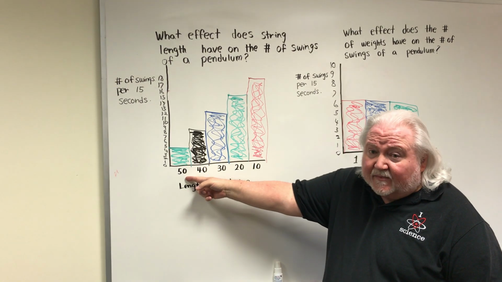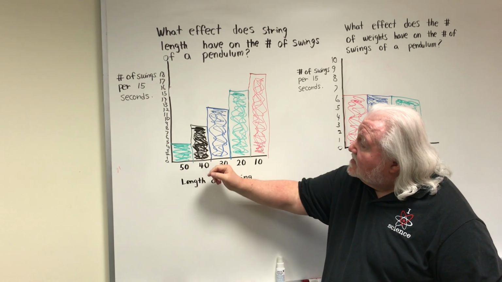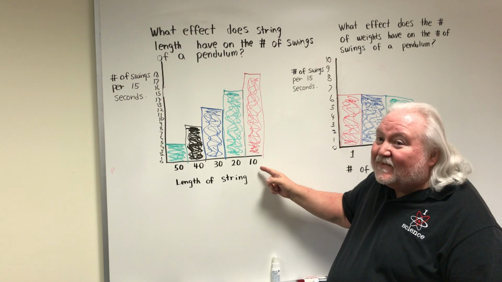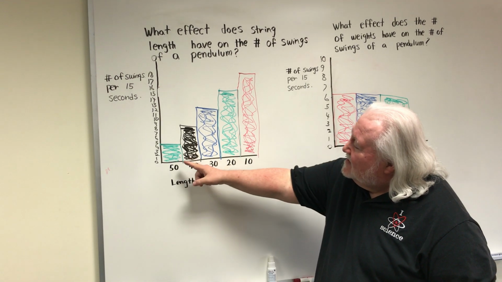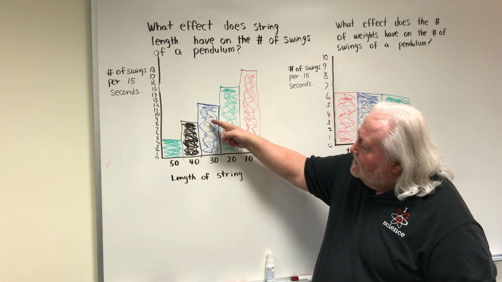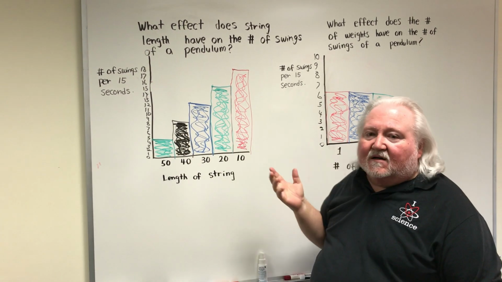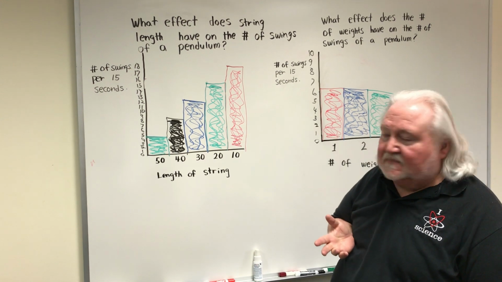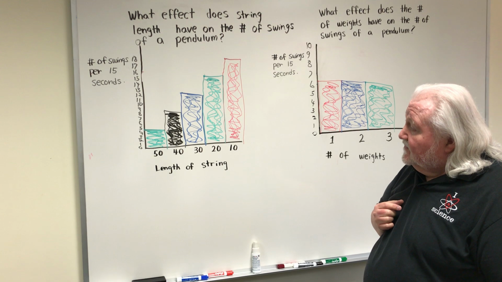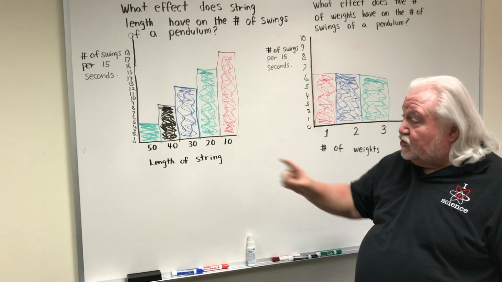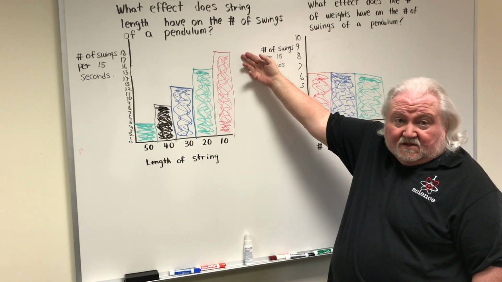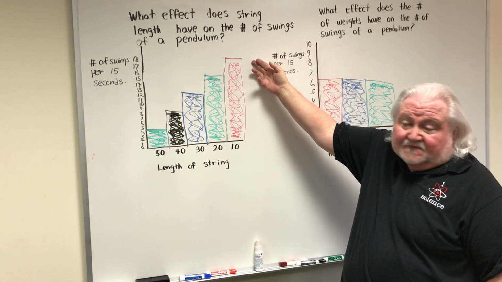50 at 50 centimeters. Guess I need to add centimeters. 50, 40, 30, 20, 10. Now, how would you interpret that graph? Think. It looks like the shorter the string, the more swings we get.